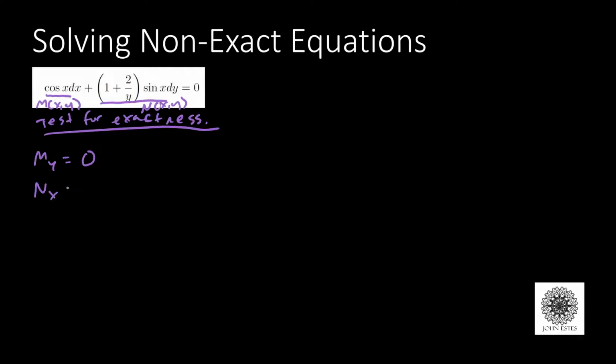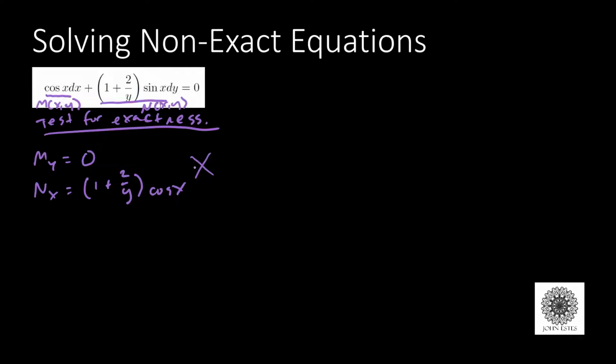Now I take the derivative of N with respect to x. The 1 plus 2 over y is all constant. So the only thing I have to consider then is the sine x. So I have 1 plus 2 over y times the derivative of sine x with respect to x, which is cosine x. Now clearly these are not the same thing. So this is not an exact equation.